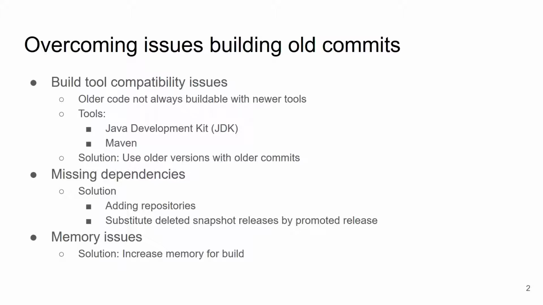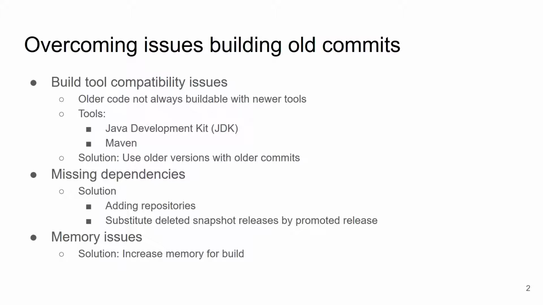So as part of our tool, we added a mechanism by which we would use older major releases of the JDK to build older versions of code with success. We also applied the same principle to Maven with positive success.